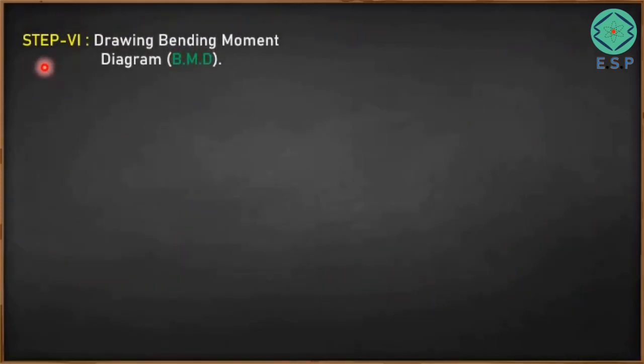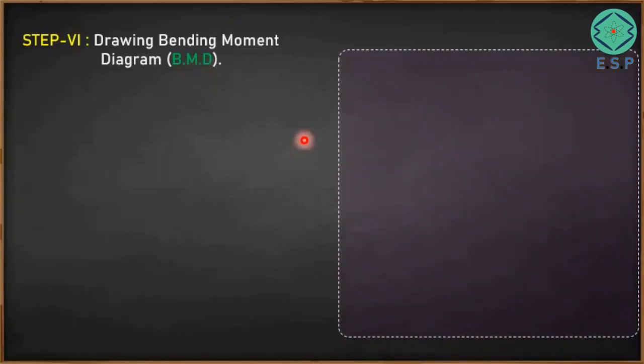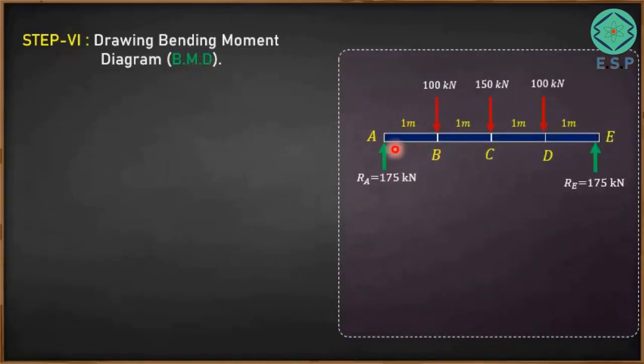Now in step 6 we shall be drawing the bending moment diagram. In the bending moment diagram we have to represent all the values of bending moments at various points of the beam. So we have here the free body diagram of the beam, and we will mark all the points A, B, C, D, E of the beam by vertical lines, and this horizontal line is called the bending moment axis. On this horizontal axis, we are going to represent the values of bending moment. So this will be called the bending moment diagram. We have marked all the points A, B, C, D, E on this horizontal axis.